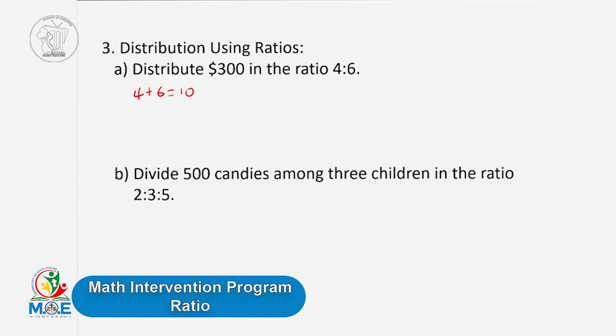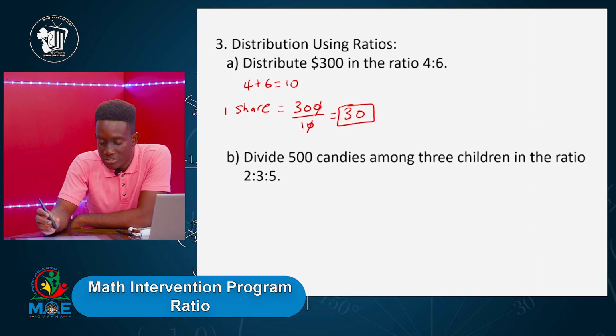So this 300 has to be shared among 10. We find the value of one share. One share is equal to 300 divided by 10. This 0 cancels that 0, so the value of one share is $30.